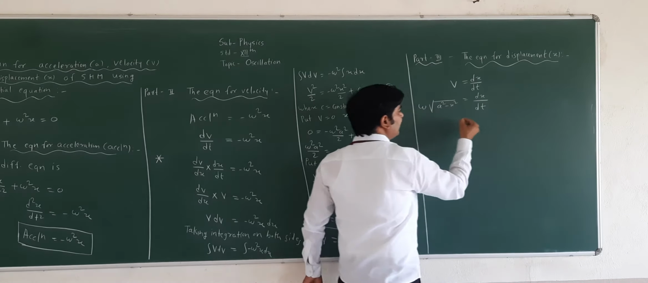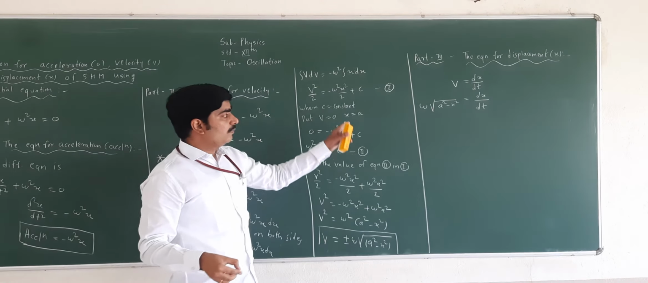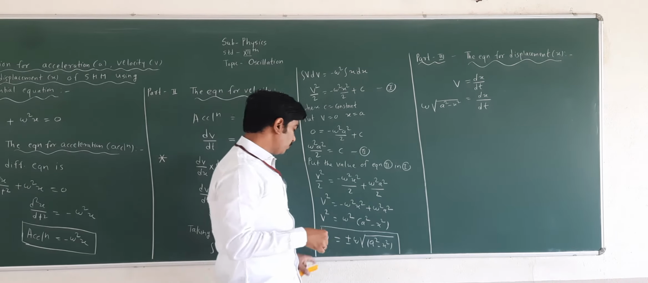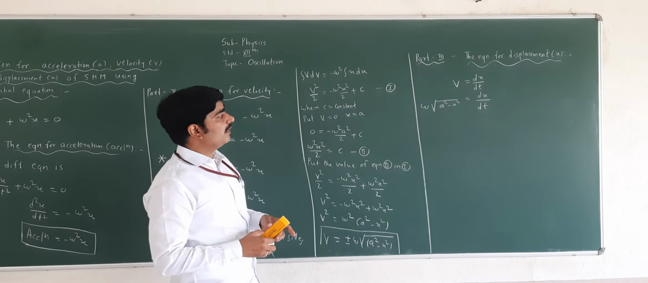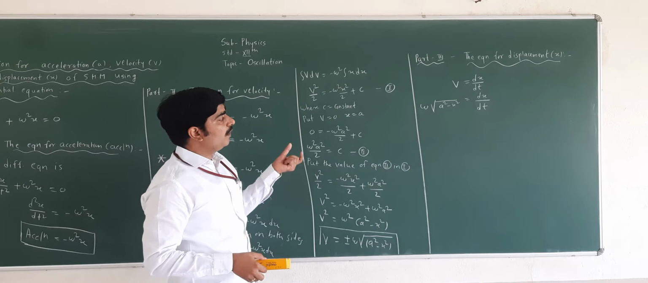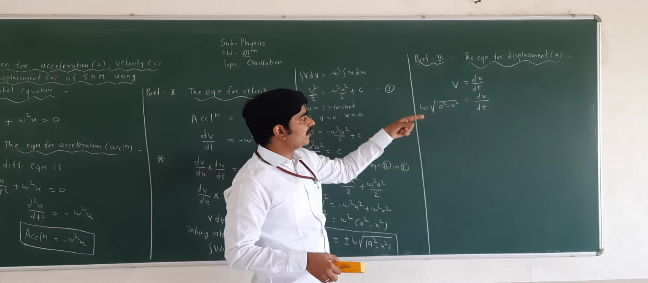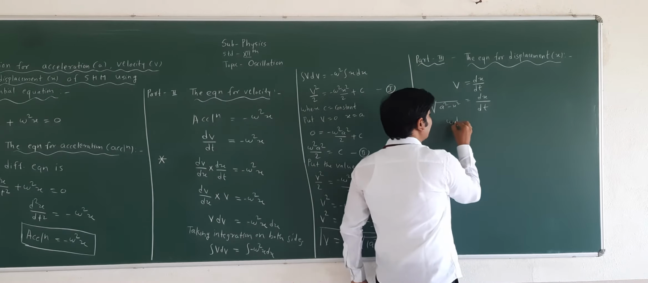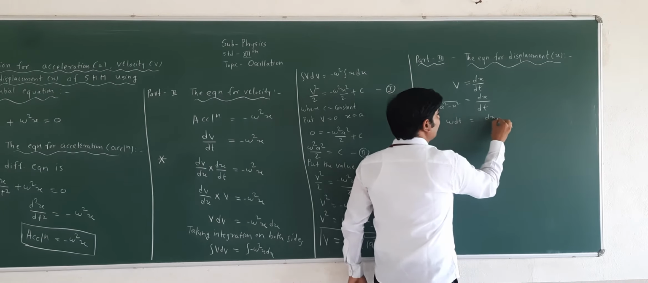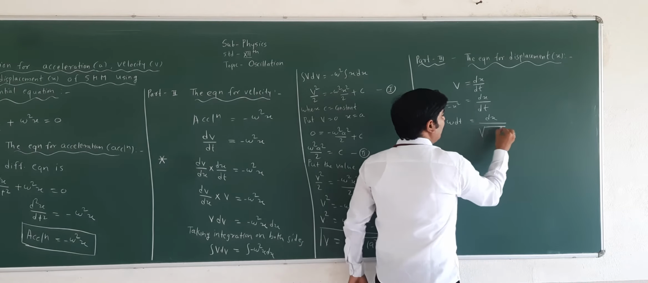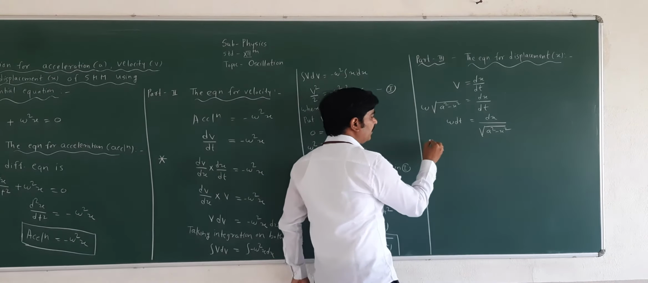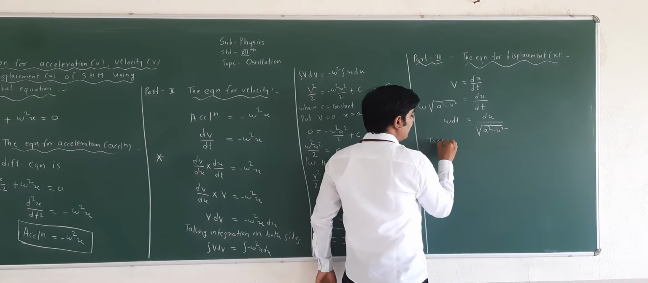So plus minus is there. We have not taken the sign. We are taking only the positive sign here. Now we have v is equal to dx by dt. And what is the value of velocity? Omega under root a square minus x square. Now omega into dt on one side and dx upon under root a square minus x square. After this, we have to write that taking integration.